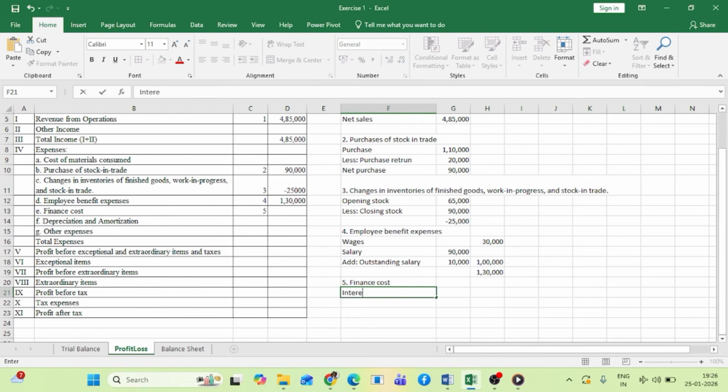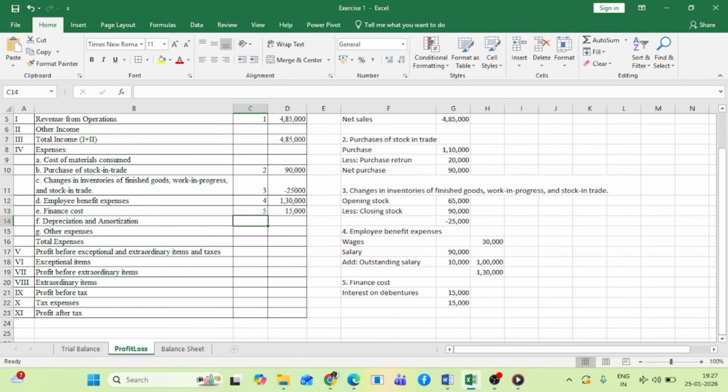So interest on debentures is your rupees 15,000. So 15,000 is the total of my finance cost. Okay, so I'm writing it down again: 15,000 is the total of my finance cost.